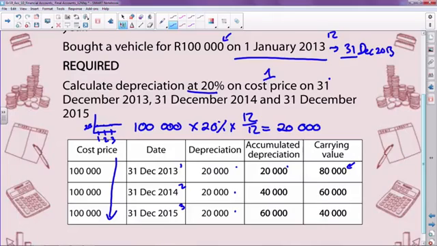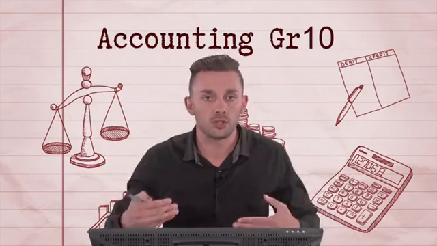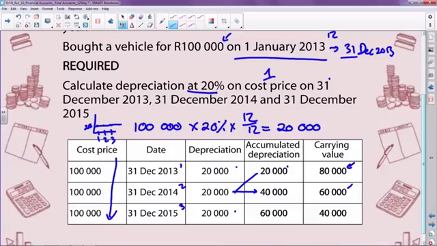Now, what did I lose in the second year? Again, I lost 20. But what did I lose the previous year? I lost 20 the previous year, lost 20 this year. So now in total, I lost 40. How much of the 100 did I lose? I lost 40. So therefore, your book value will now be 60.